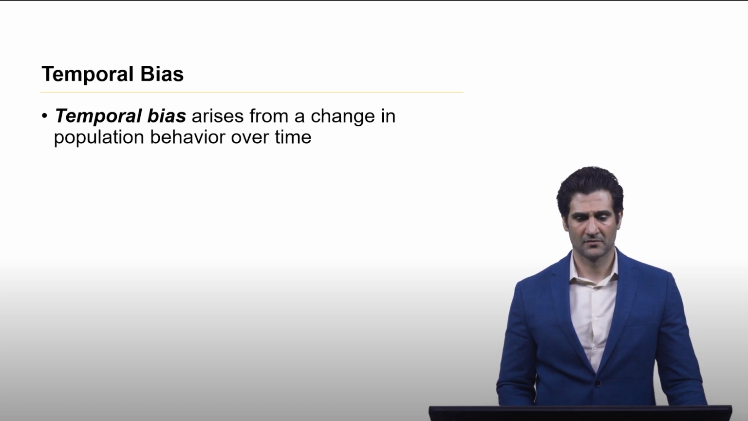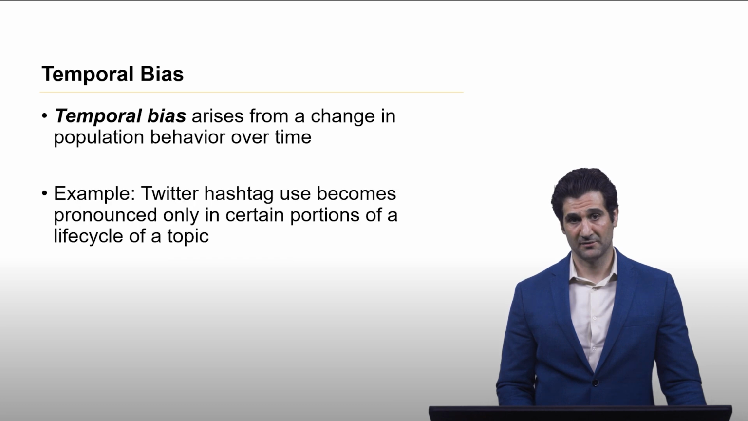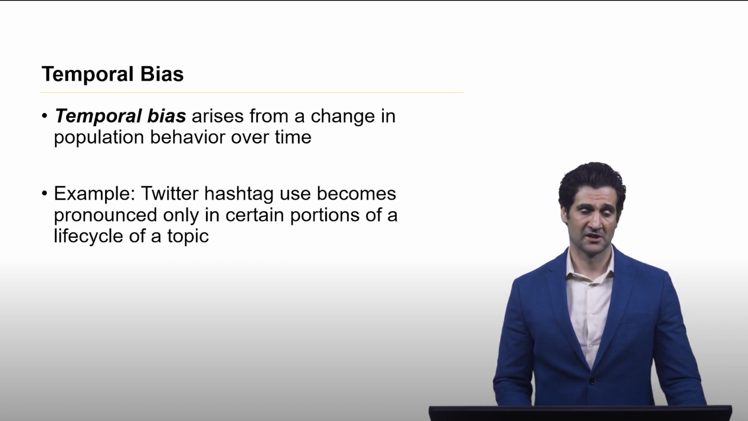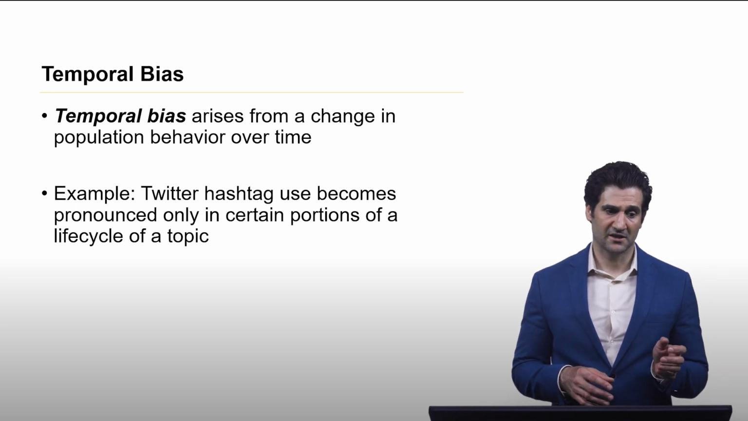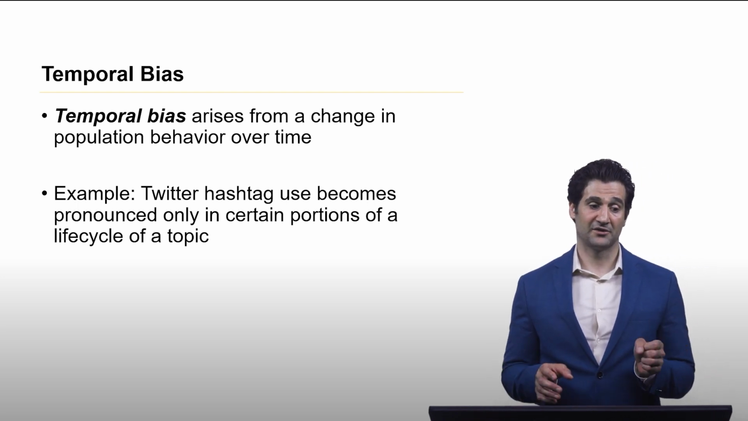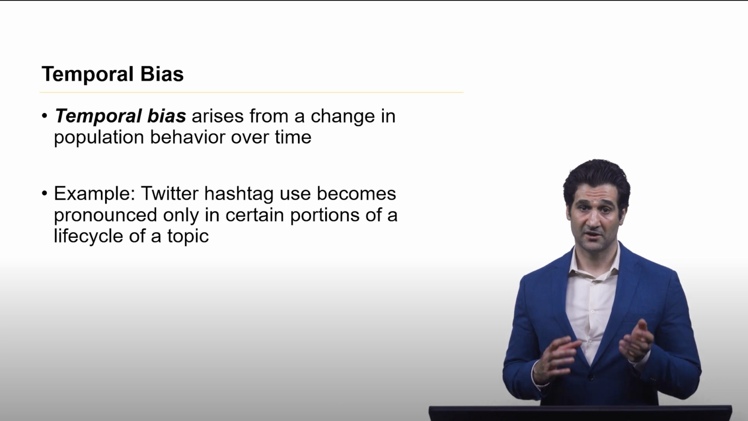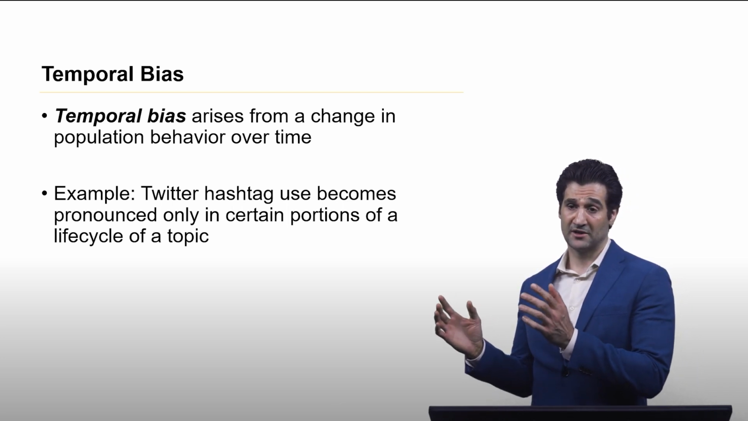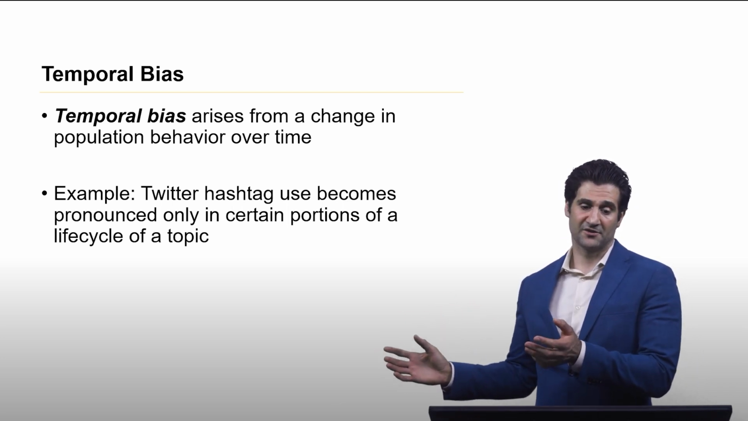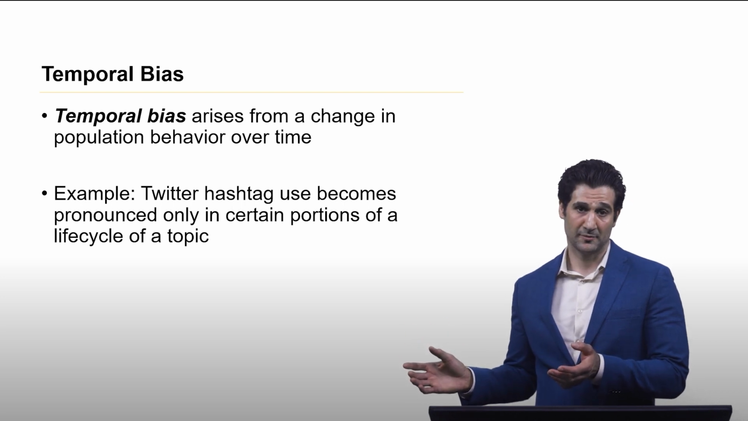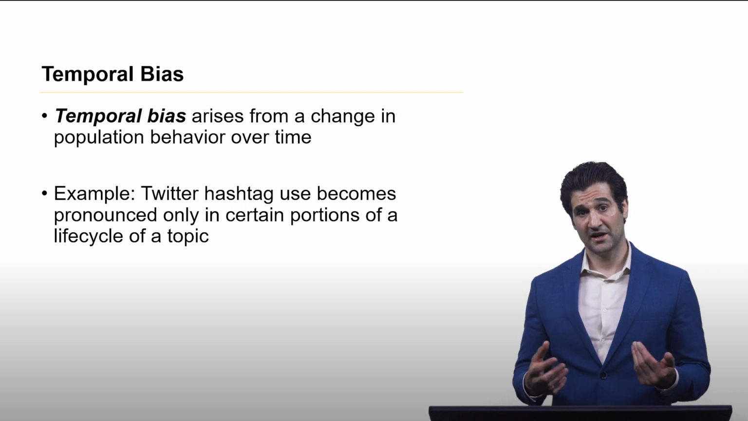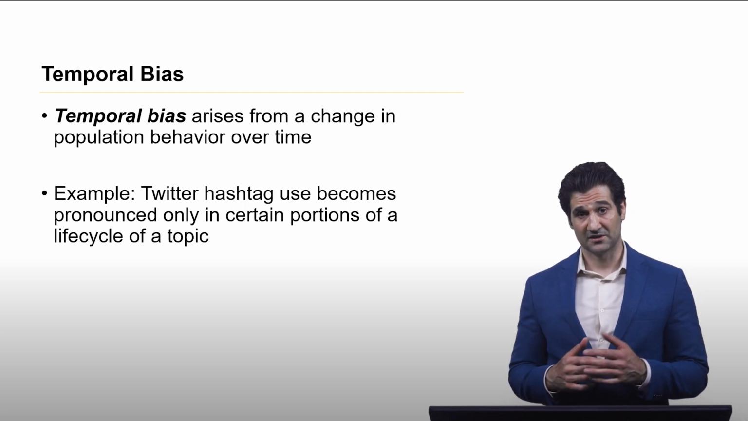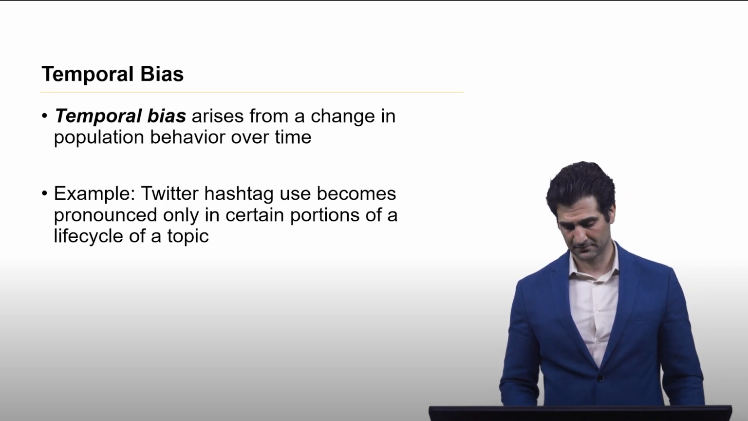Temporal bias arises from changes in population behavior over time, and a great example of this is hashtag use on Twitter. A given topic is often discussed well in advance of the hashtag becoming popular, and it's often discussed well in the aftermath of that hashtag ceasing to be popular. So using the hashtag as a way to measure popularity has some issues, and that is a form of temporal bias.